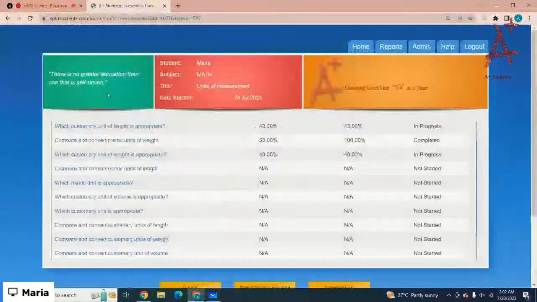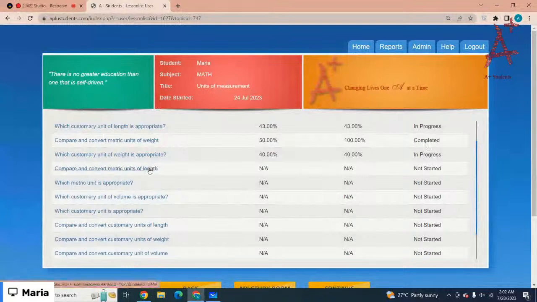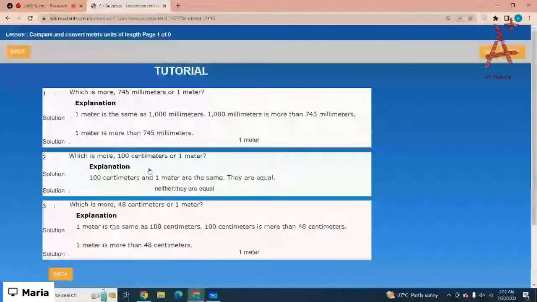Okay, here I am on grade 3 math. The lesson we're going to start with is unit of measurement. And here is the first lesson we need to start with: compare and convert metric units of length. Okay, so let's just start with the first example. Which is more, 745 millimeters or 1 meter? So basically you have to compare 745 millimeter and 1 meter.